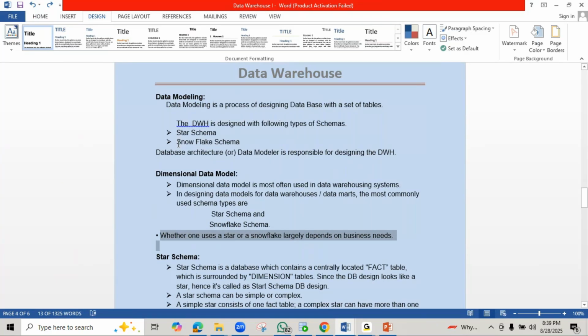Another question: you are working currently on the star schema, that is fine. But if you get a chance to work on the snowflake schema, can you perform the task?